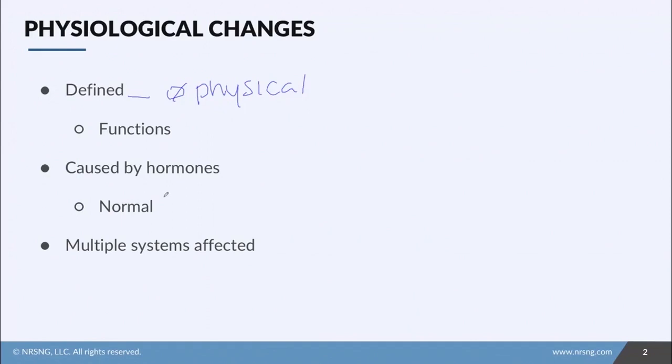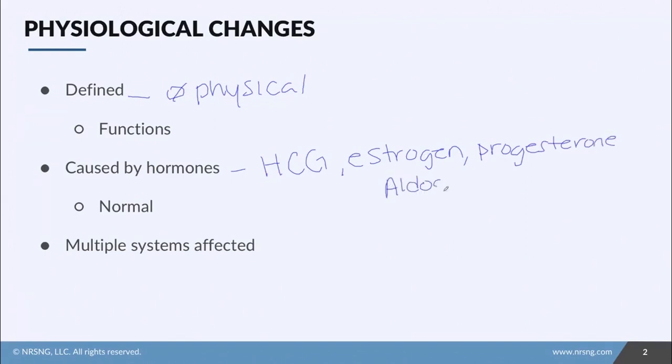They're all normal, they're expected, and it's mainly caused by hormones, and those hormones are HCG, estrogen, progesterone, and aldosterone is another big one. Now there's other hormones, of course, but these are the main ones that cause these physiological changes to occur.